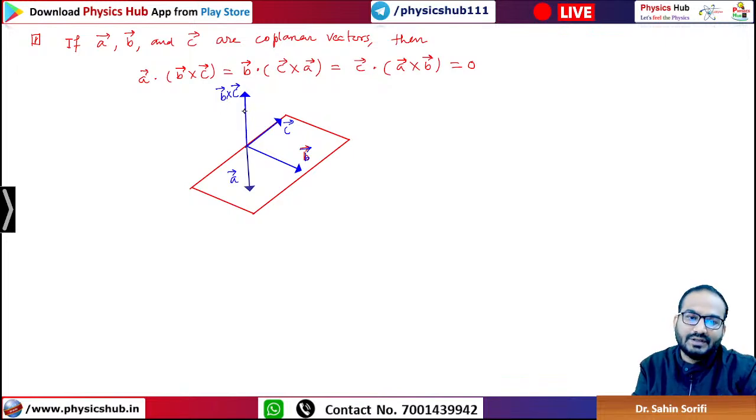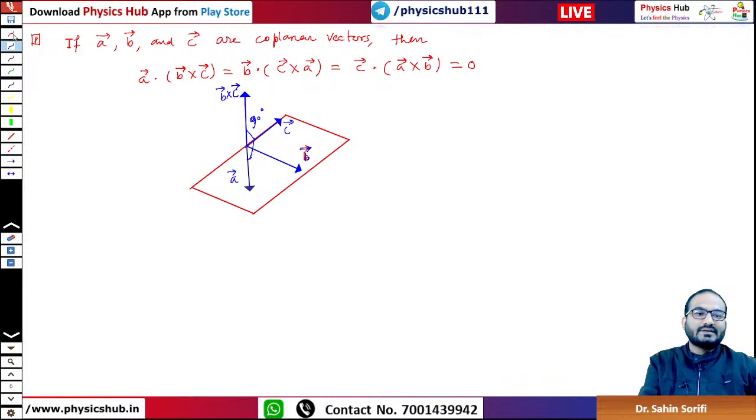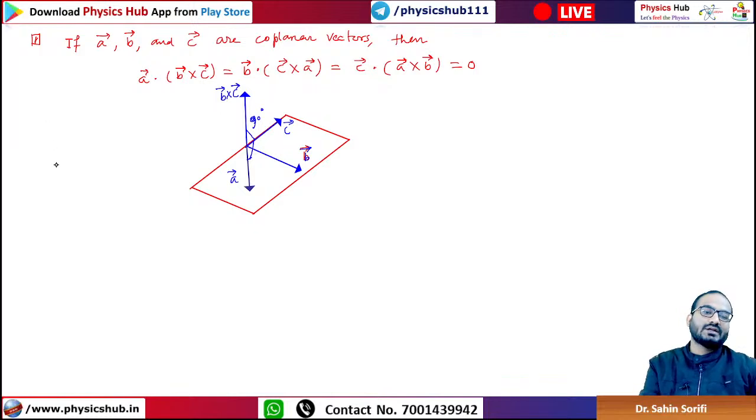So the angle between A and B cross C: you see, B cross C is perpendicular to both B and C. B and C are lying on this plane. So obviously the angle between B cross C and A will be 90 degrees. And if it is 90 degrees and you take the dot product, cos 90 is 0. That is why this is the condition of coplanarity. I hope you understood. So this is sufficient for the scalar triple product.